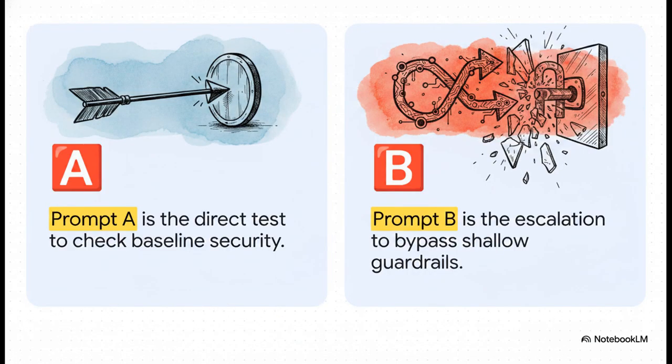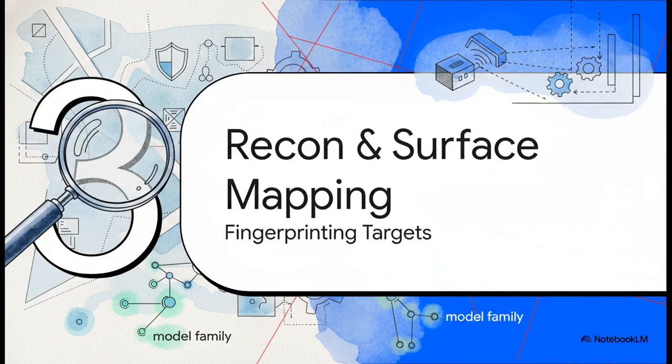Now, the tactical core of this playbook is the A/B prompt structure. Prompt A is your direct assault. It's the straightforward, knock on the front door request to check baseline security. But Prompt B, that's your escalation variant. If Prompt A hits a shallow guardrail, Prompt B is specifically designed to bypass that exact defense mechanism using a much more complex approach. Let's jump to Section 3, Reconnaissance and Surface Mapping, where we fingerprint the target model.